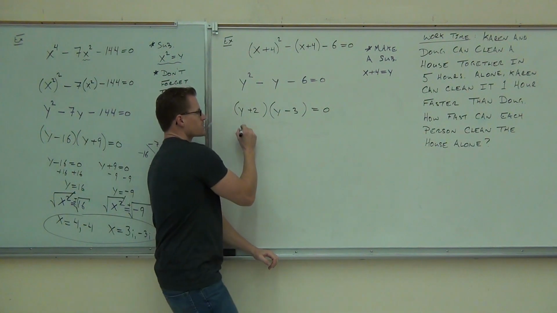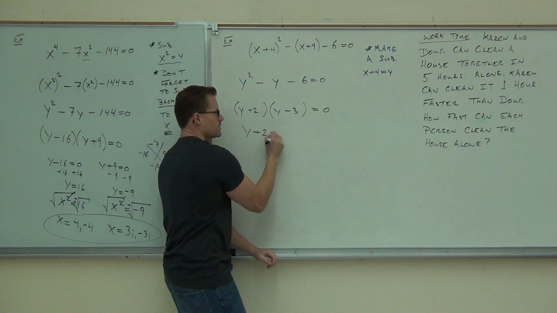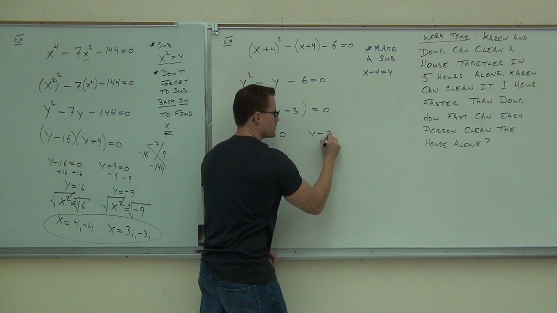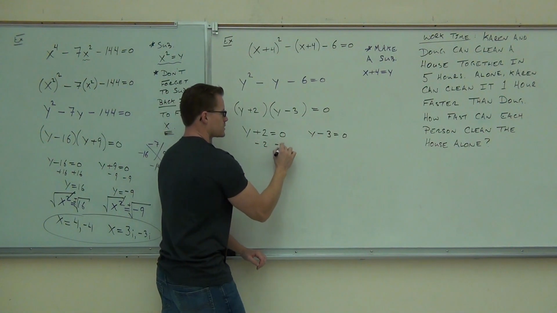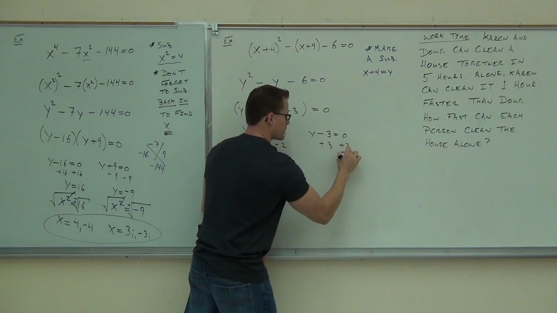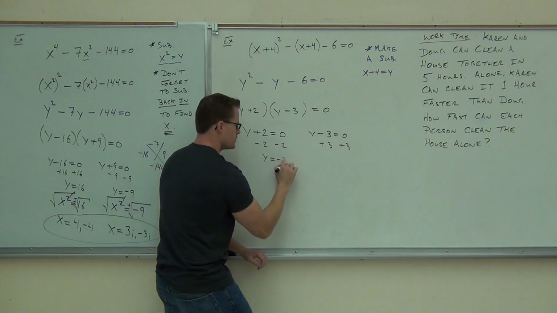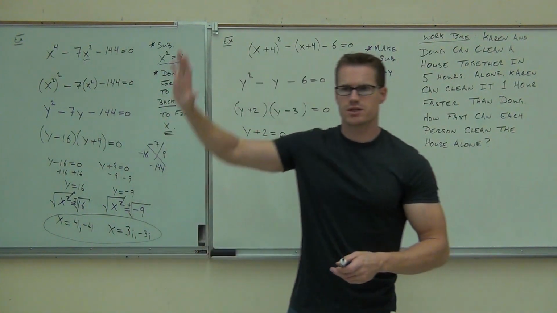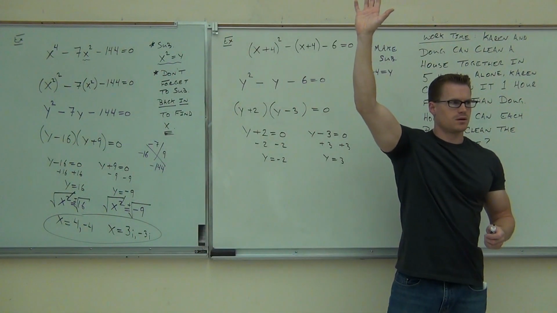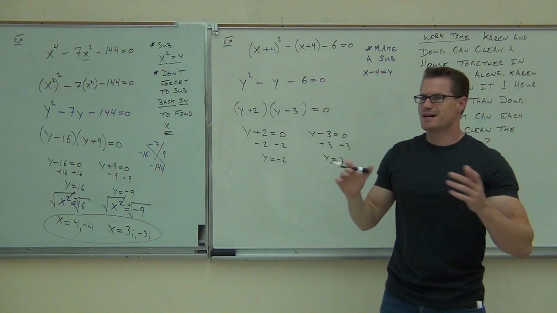Cool deal. Now we're going to set each of these equal to 0. Notice how we still haven't changed our variable back. We'll subtract 2, and we'll add 3 respectively. We'll get y equals negative 2, and we'll get y equals 3. I need a show of hands signifying that you understand how we got that far. Feel okay with it? Yes? Okay, good. Now, are we done?